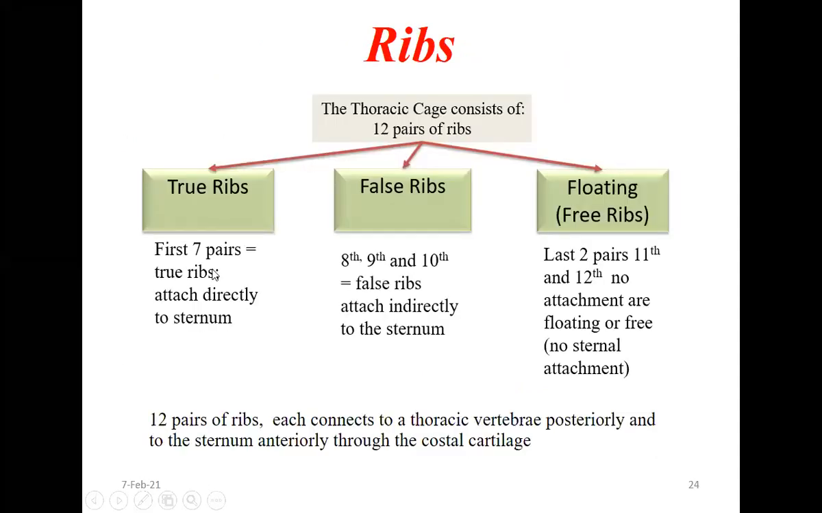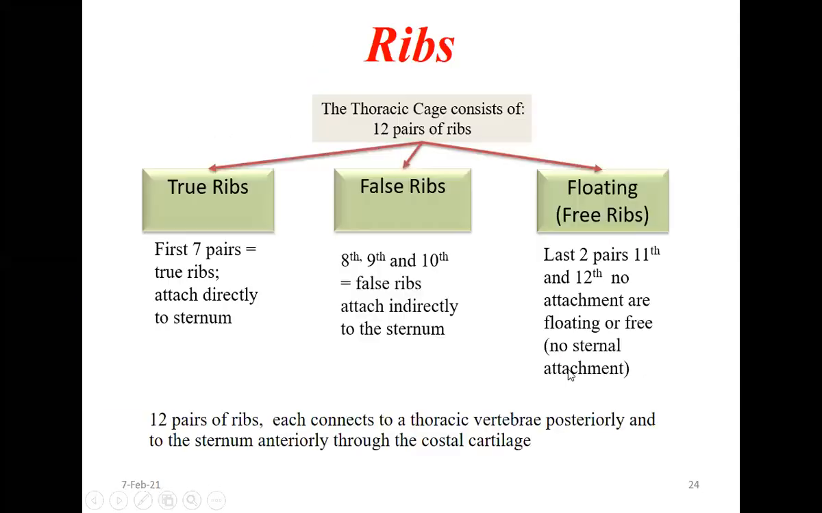So the first seven pairs are directly attached to the sternum. 8, 9, 10th pairs of ribs are attached indirectly to the sternum. And the last two ribs, that is the 11th and 12th, are called floating ribs, also called free ribs. Why they are called so? The last two pairs, 11th and 12th ribs, have no sternal attachment.